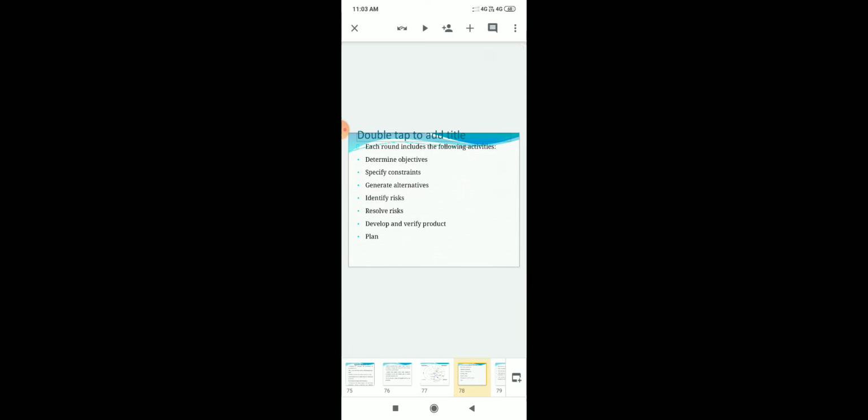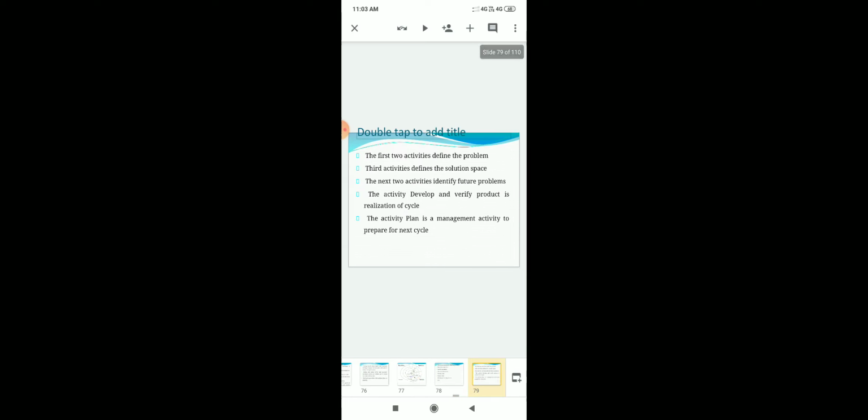Each round consists of the following activities: determine objectives, specify constraints, generate alternatives, identify risk, resolve risk, develop and verify product plan. The first two activities define the problem and the third activity defines the solution space. The next two activities identify future problems. The activity develop and verify product is realization of the cycle. The activity plan is a management activity to prepare for the next cycle.